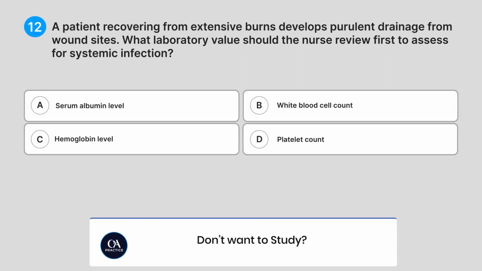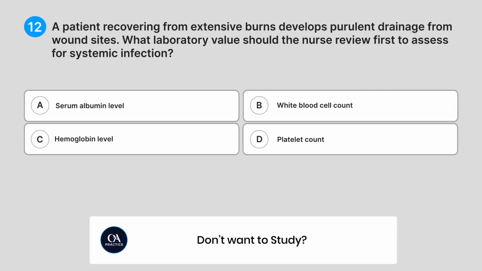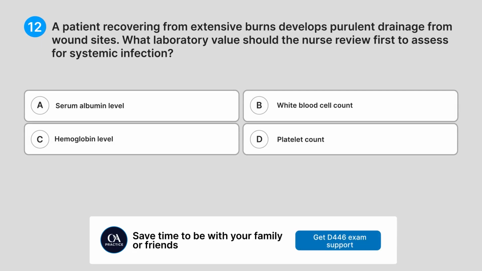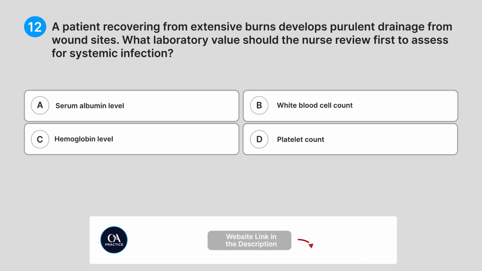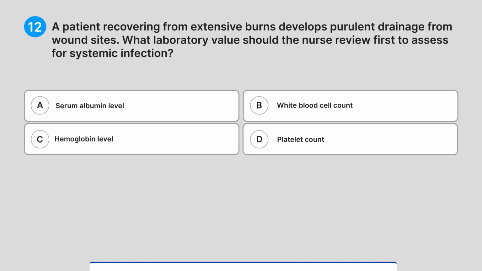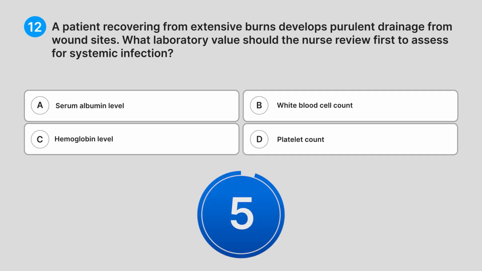12. A patient recovering from extensive burns develops purulent drainage from wound sites. What laboratory value should the nurse review first to assess for systemic infection? A. Serum albumin level. B. White blood cell count. C. Hemoglobin level. D. Platelet count. Do you know the answer?